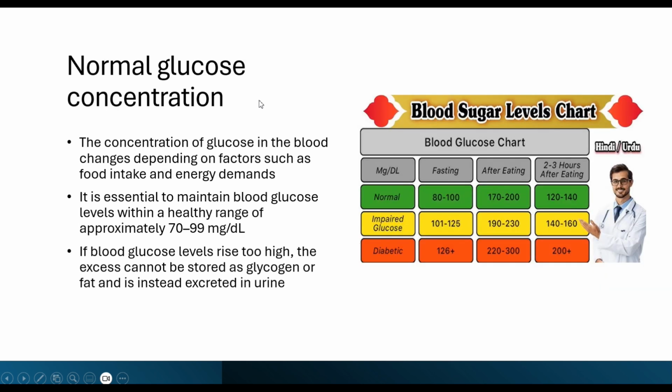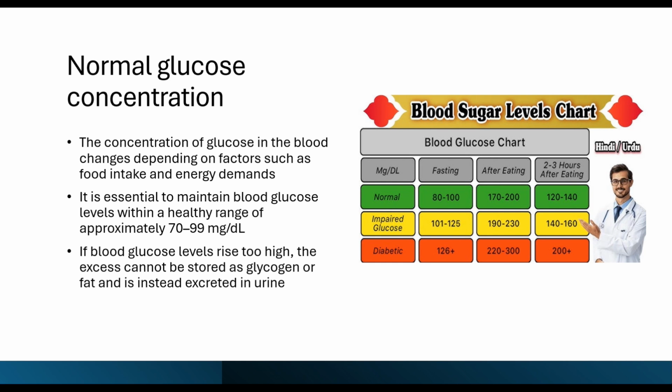Normal glucose concentration. The concentration of glucose in the blood changes depending on various factors, which can include food intake and energy demands. This is essential to maintain blood glucose levels within the healthy range of 7 to 9.9. If glucose levels rise too high, the excess cannot be stored as glycogen or fat and is instead excreted in the urine.